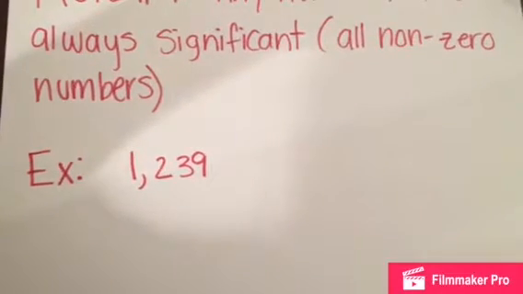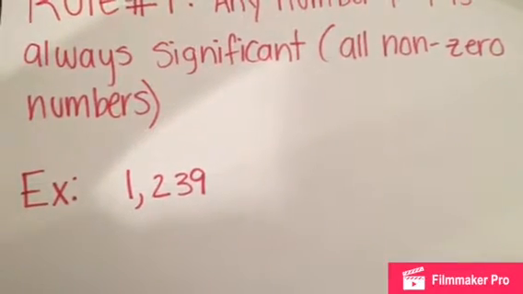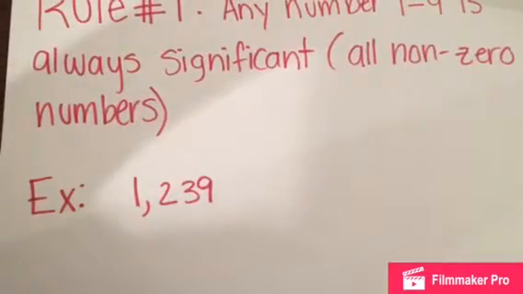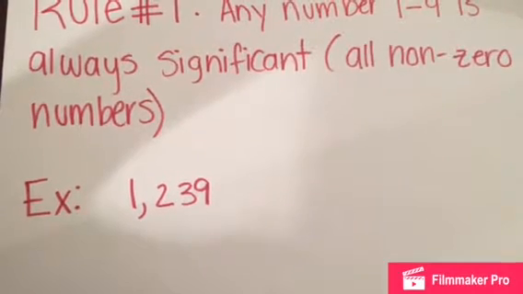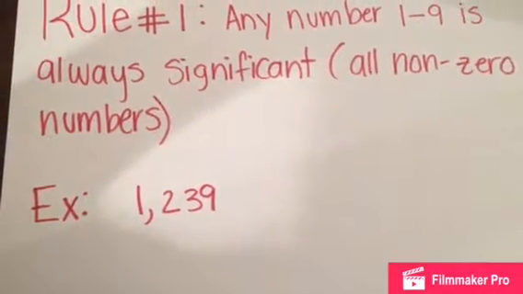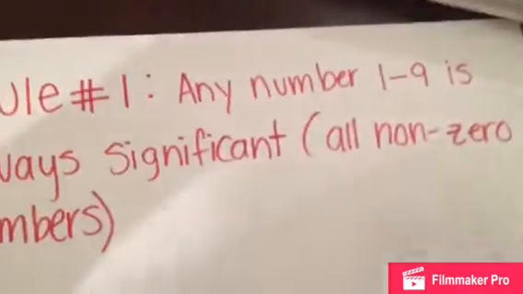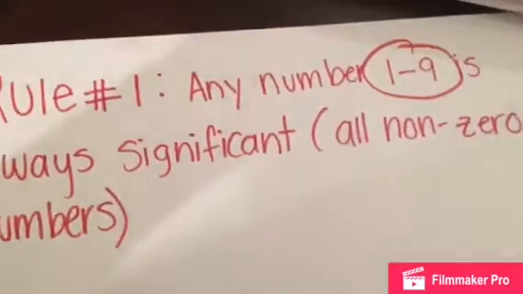An example would be 1,239. That means that there are 4 sig figs because every number in that number is any number from 1 through 9, as it says in the rule up above, 1 through 9.